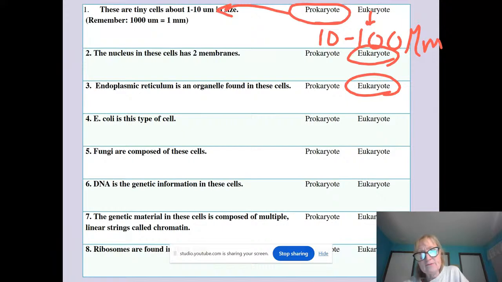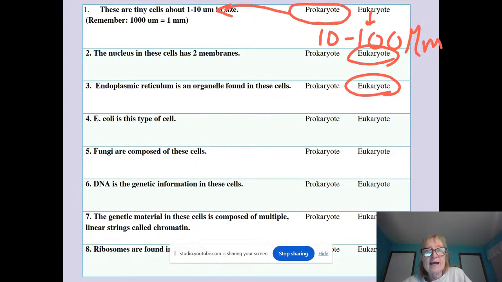Prokaryotes don't have a membrane-bound nucleus. They have a region in their cells that we would call the nucleoid region, but it's not a membrane-bound region. In eukaryotes, of course, what's inside the nucleus includes our DNA, right?